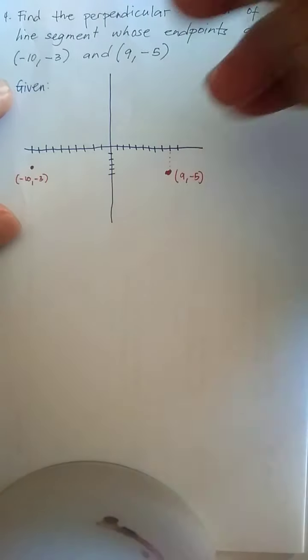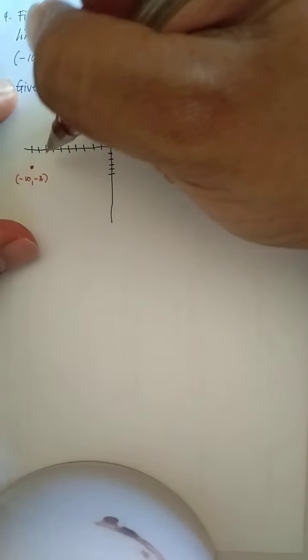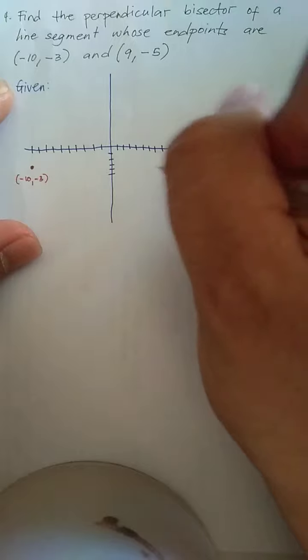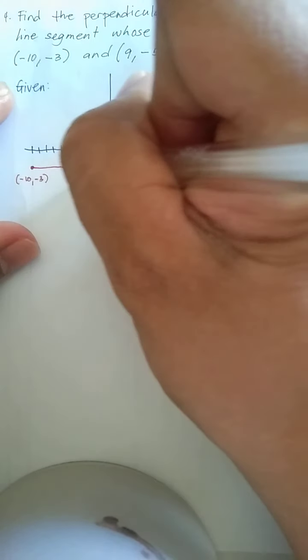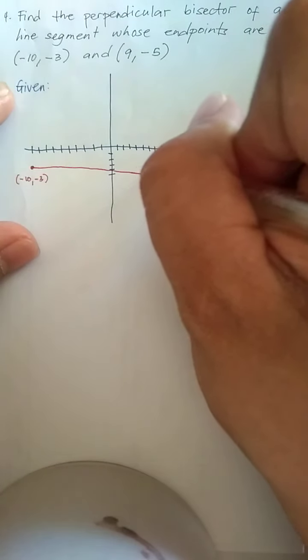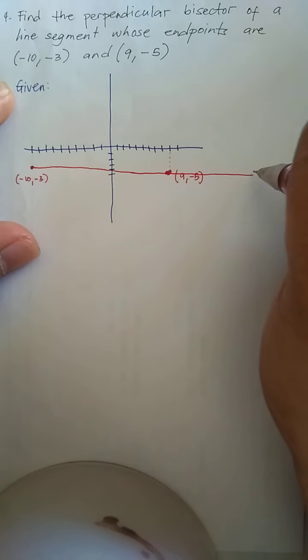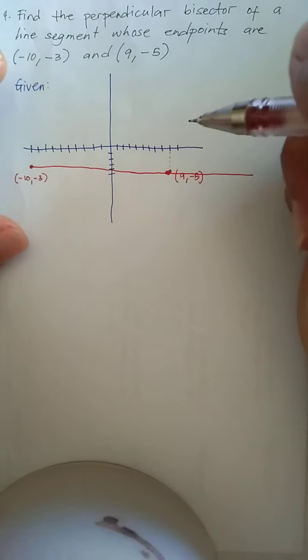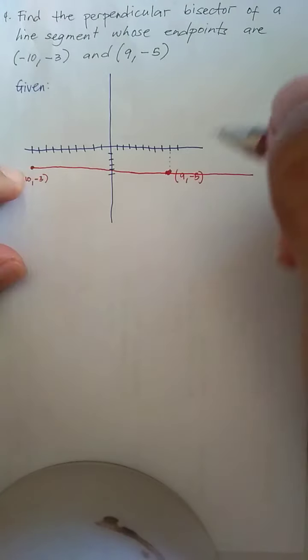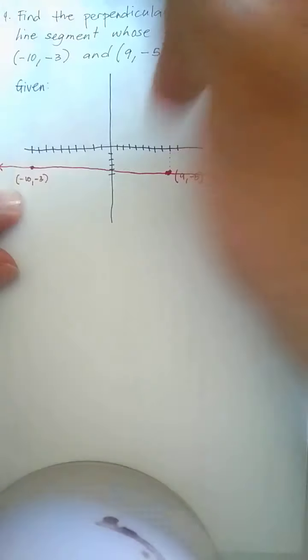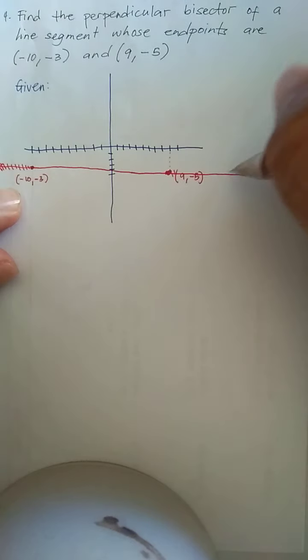There. Okay, so let's draw the line from this point going to this point. Mind if it's not really straight, I'm doing it freehand. Anyway, this should be a line segment. We should not include this one, and so is this one.